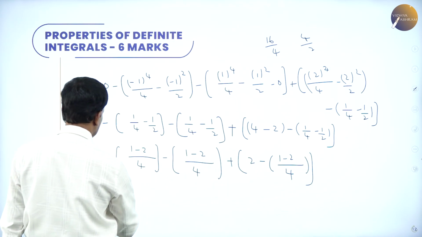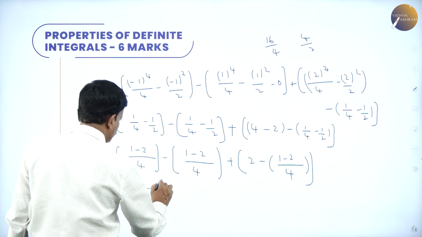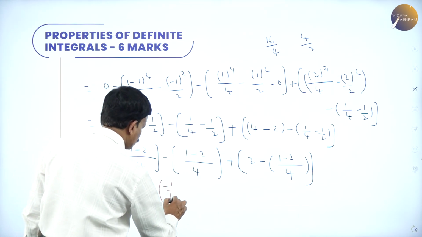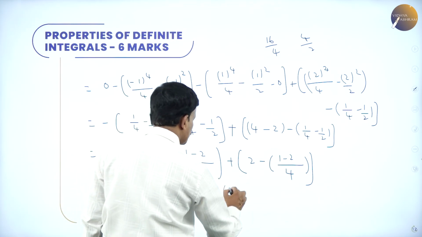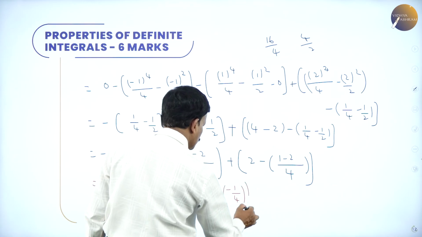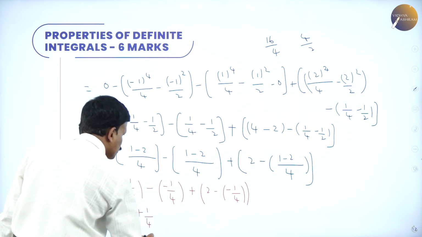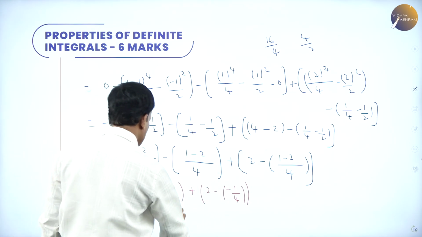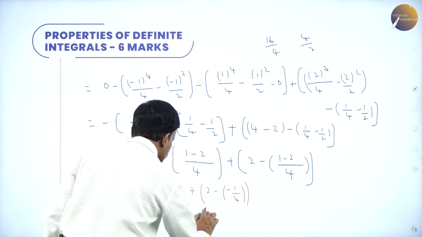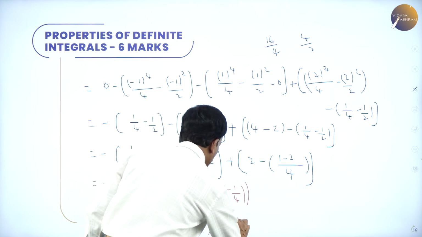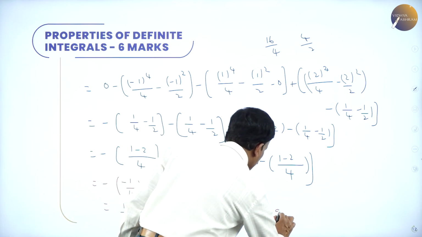Now this is equal to minus of 1 minus 2, which is minus 1 by 4, minus 1 minus 2, which is minus 1 by 4, plus 2 minus 1 minus 2, which is minus 1 by 4. Now this can be written as minus into minus plus 1 by 4, minus into minus plus 1 by 4, plus, take LCM here and simplify. 4 is the LCM, 4 2s are 8, minus into minus plus 1. So this is nothing but 1 over 4 plus 1 over 4 plus 8 plus 1 is 9 by 4.